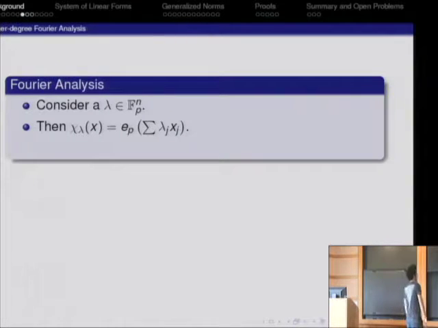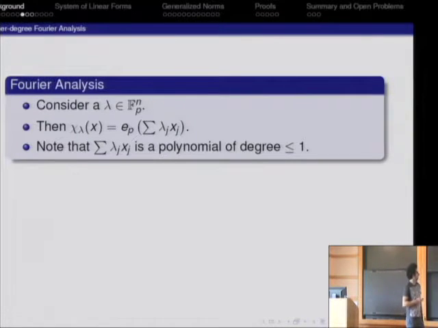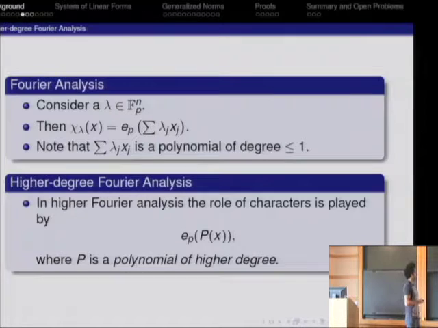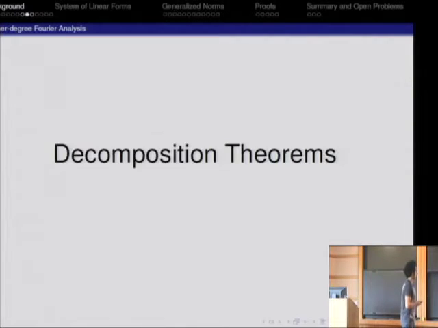So the next tool that we will use is called higher degree Fourier analysis. Notice that in the original Fourier analysis, we have these vectors coming from F_p^n, and for each of them we have these characters which are exponentials of linear functions. And in higher degree Fourier analysis, we want to replace these exponents with higher degree polynomials. But it's not that obvious why we can do it, and if we can do it, why is it useful? Can we do it in a useful way?